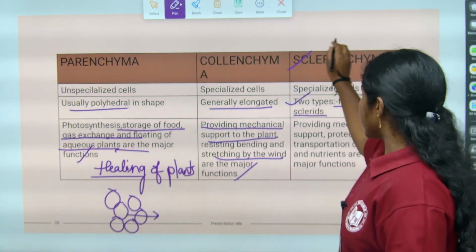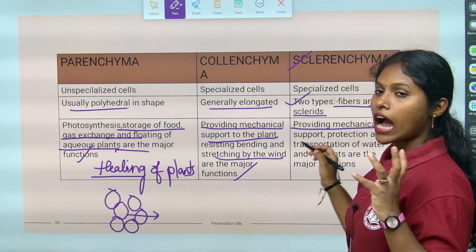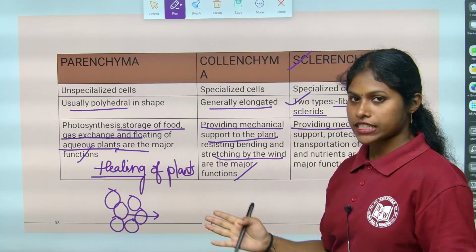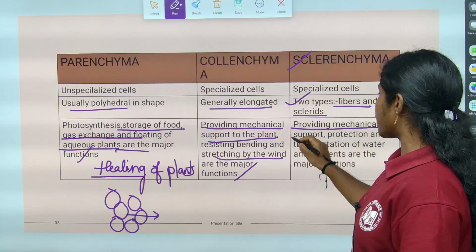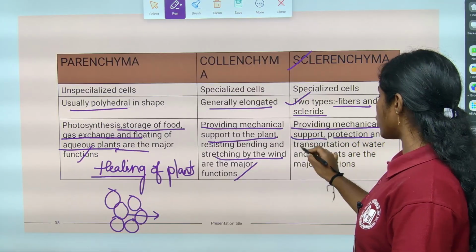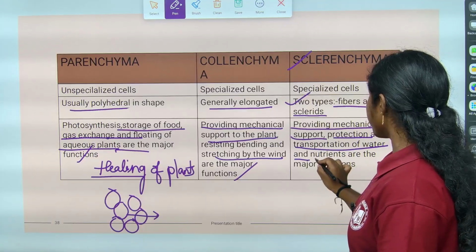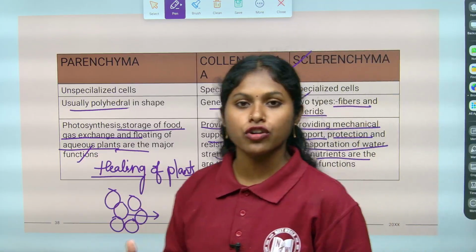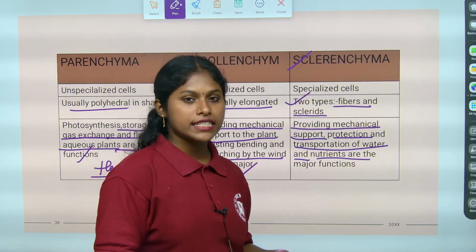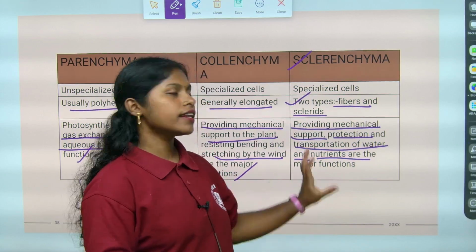So coming to the sclerenchyma, it provides hardness and stiffness, because the plant is hard and stiff because of this sclerenchyma. It helps in support, protection and also transportation of water, and the sclerenchyma is mainly dead tissue, and it is involved in the major function of transportation of nutrients.